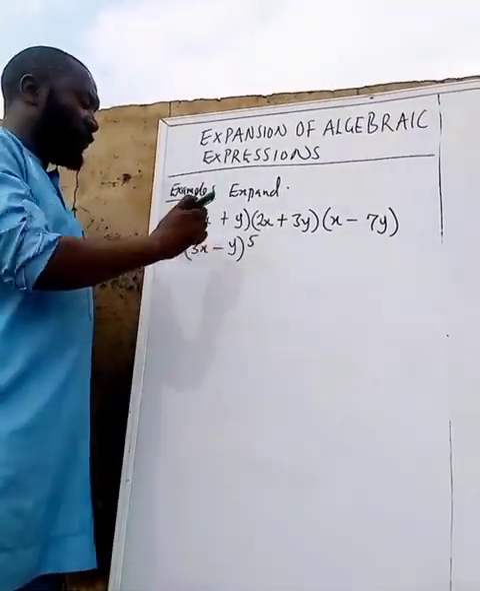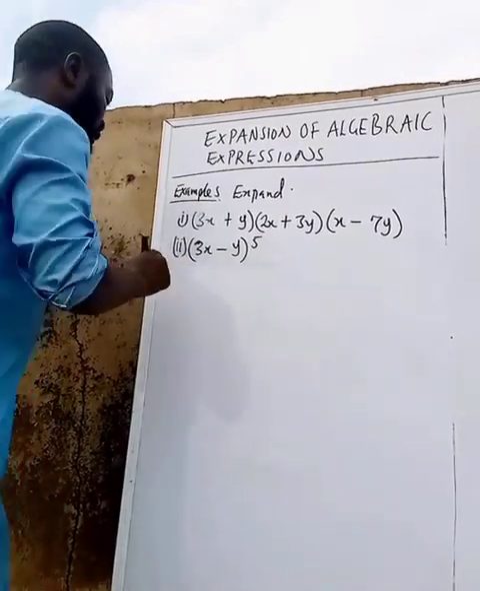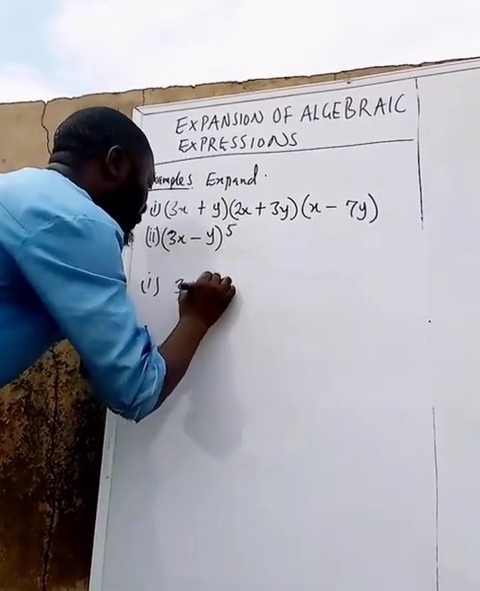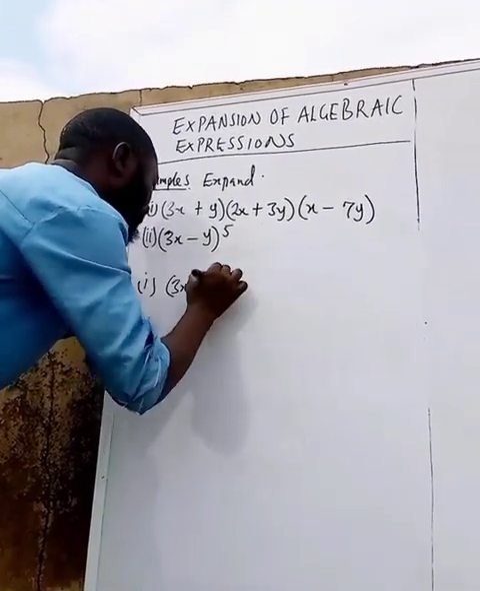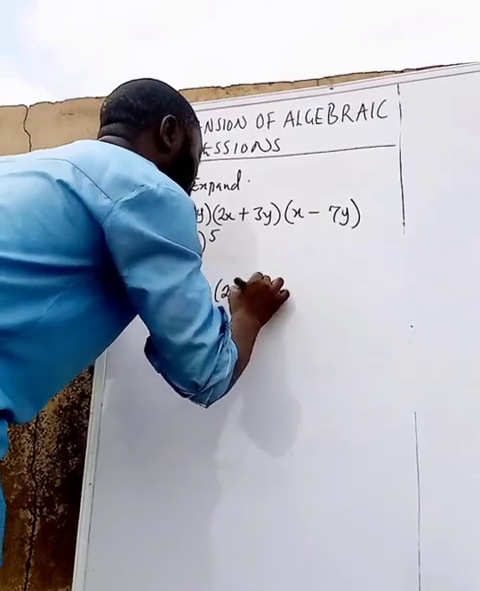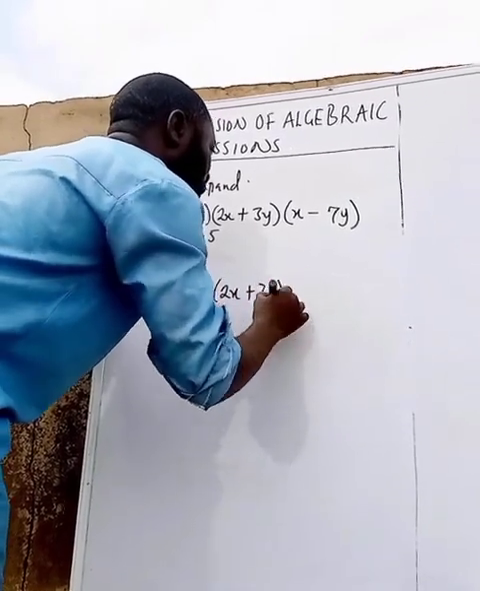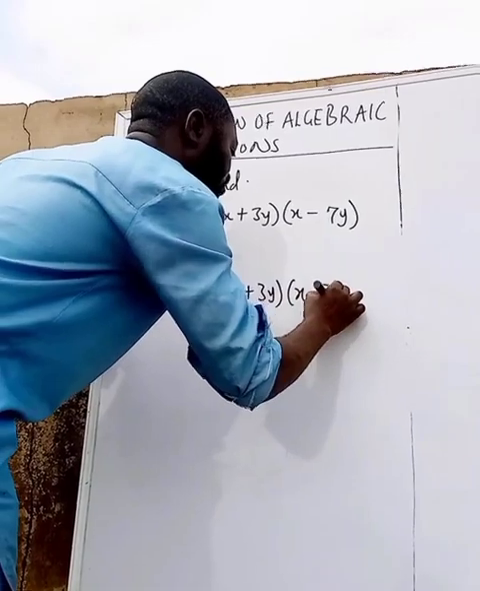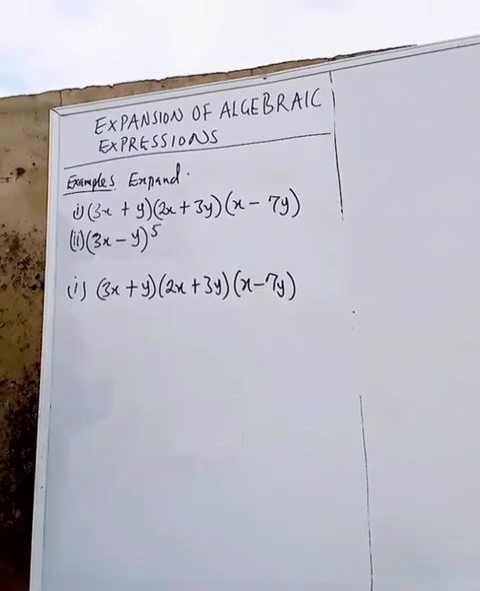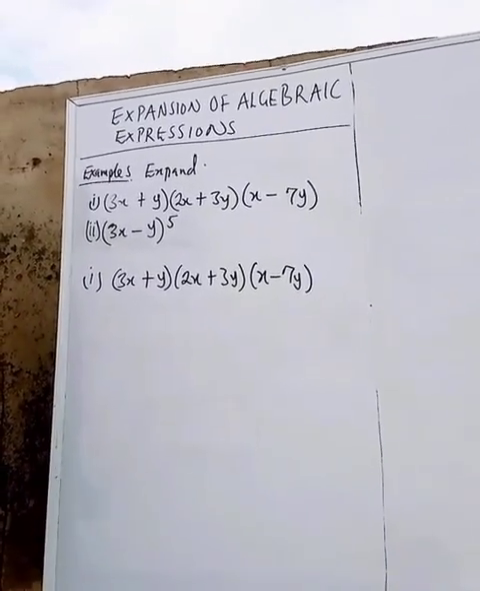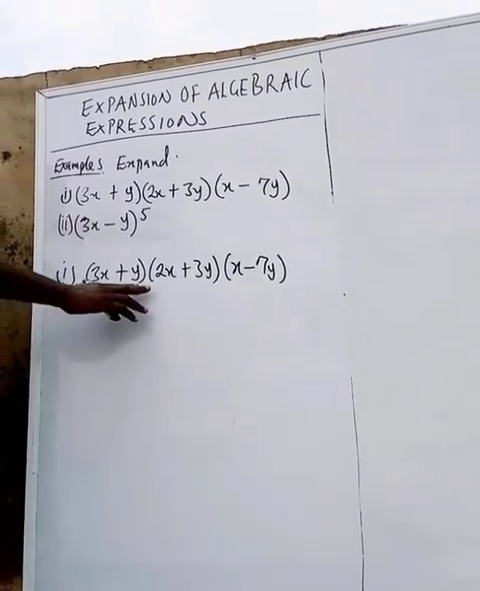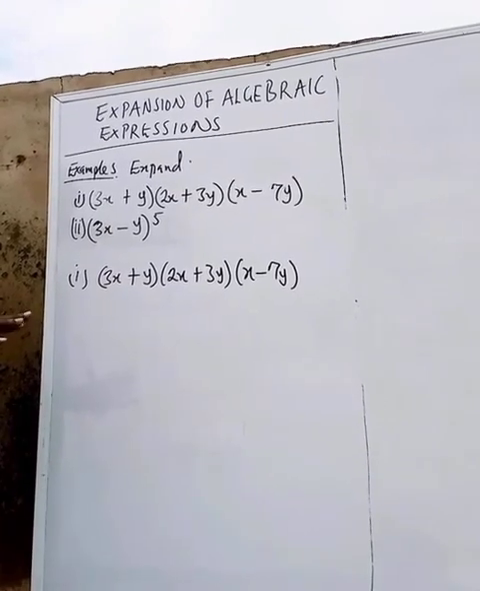So let's consider the first one. So we have 3x plus y, 2x plus 3y, then x minus 7y. So for this first one, you can use any of these two methods.